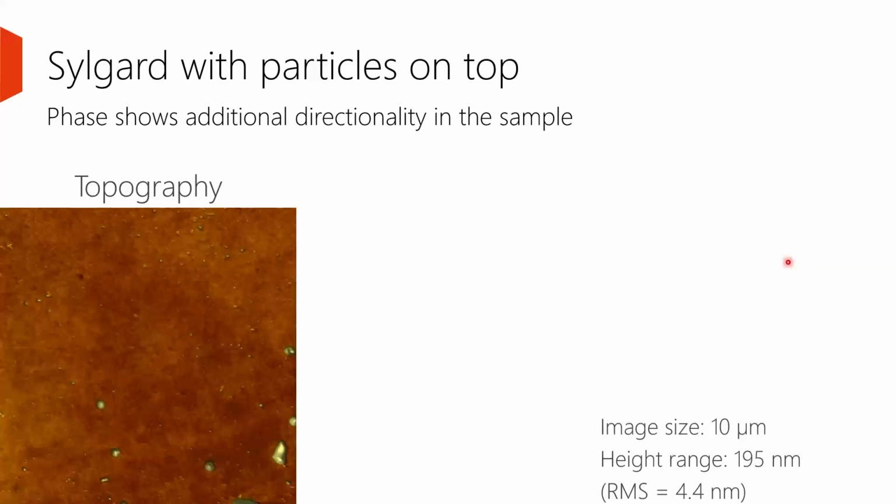A few other examples. Here you see a Silgard sample. It's also a polymer sample. Topography looks quite nice. You see there's the surface, there are some particles on it. This is not the typical Silgard image that you often see with nice polymer strings moving in. But nevertheless, it's quite a nice image.